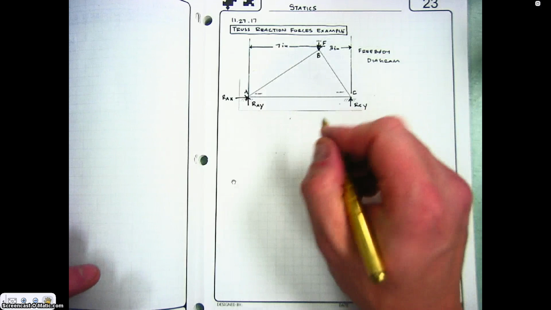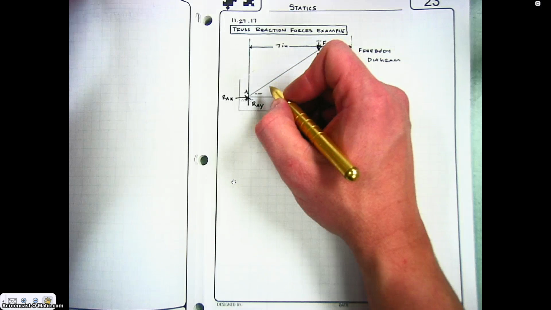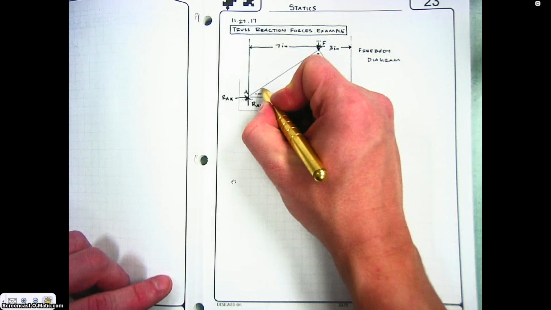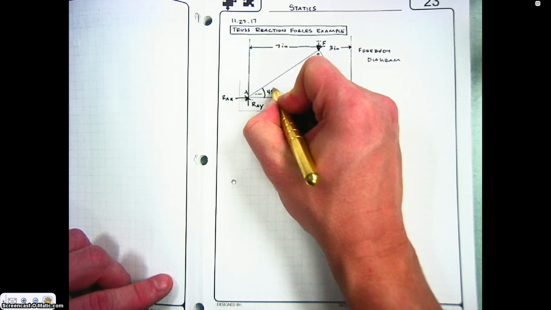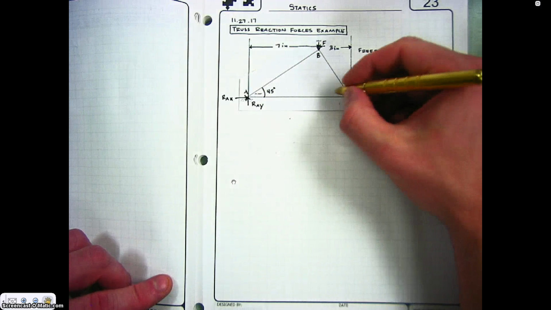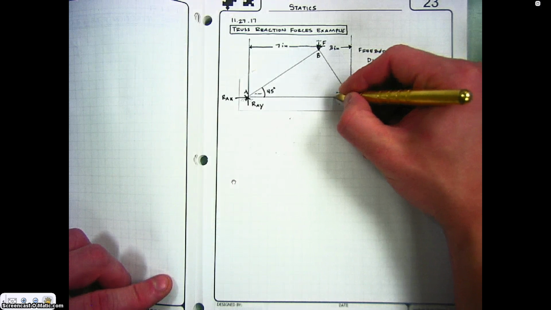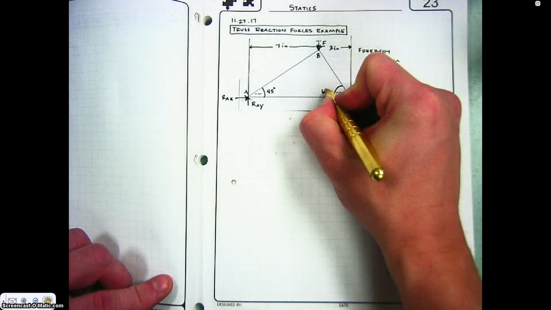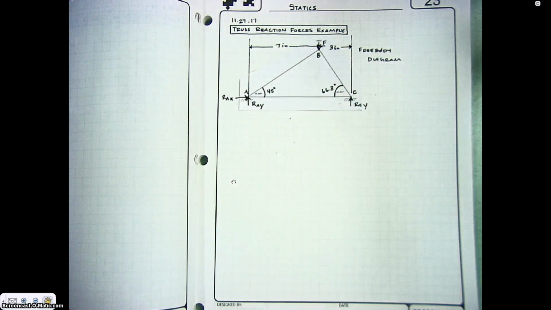We have our angles already given to us. This angle right here at point A is 45 degrees. So I'm just going to draw that in so you can see it a little better. And this angle at point C is about 66.8 degrees. And again, I just draw those in so you can see them a little better.